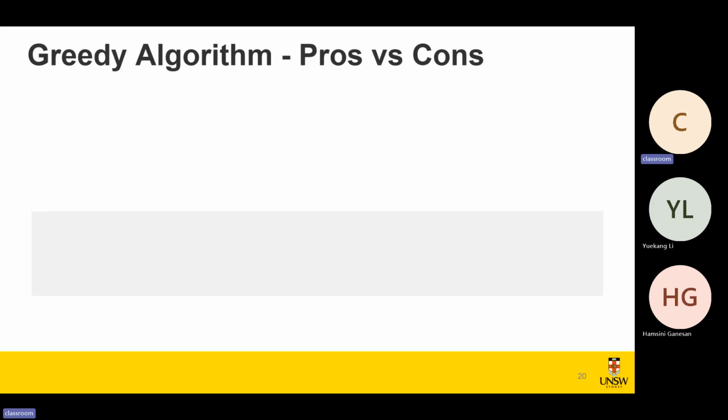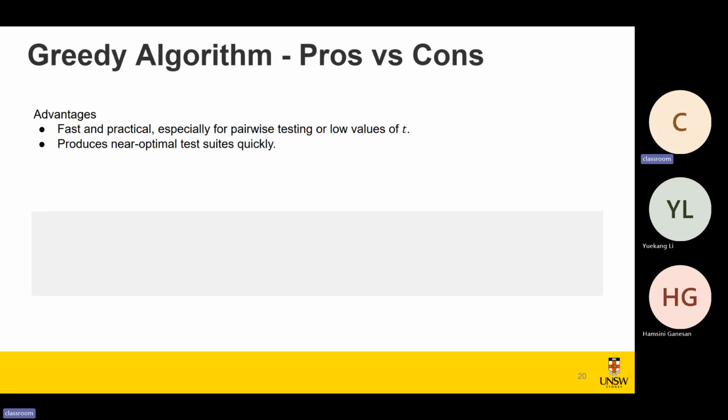So there are some pros and cons to using this algorithm to calculate covering arrays. The advantages are, first, it's very fast because we only look ahead one step, so we don't need to do too much computation. It's very fast and quite practical. And it can provide us near-optimal test suites. So this is the advantage.